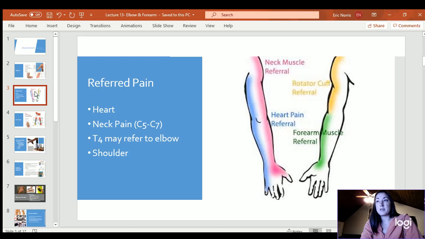The neck pain that I'm referring to is typically coming from a pinched nerve or a nerve root that exits anywhere between C5 and C7. If the nerve root exiting at T4 is getting compressed, then that may refer directly to the elbow. And then shoulder ailments can refer pain to the elbow or down the arm in general, just depending. As you see on this slide, the rotator cuff will refer pain that typically stops at the elbow. And then the forearm muscles are typically in the forearm, so not usually affecting directly at the elbow, but that pain will start at the elbow.